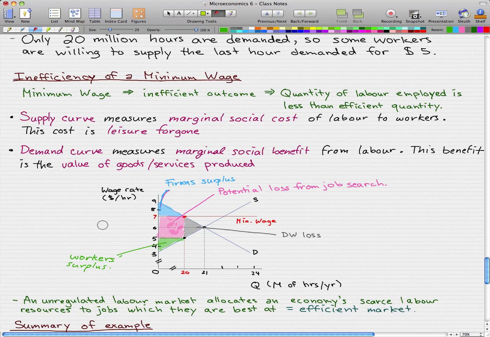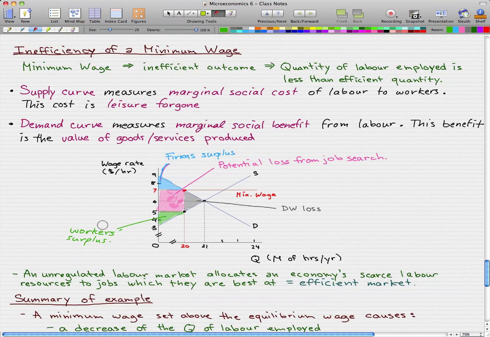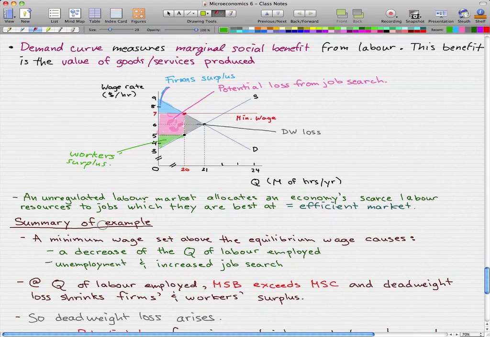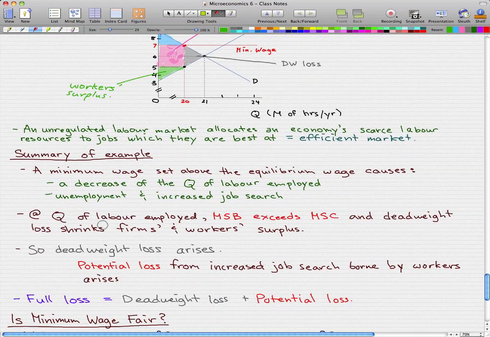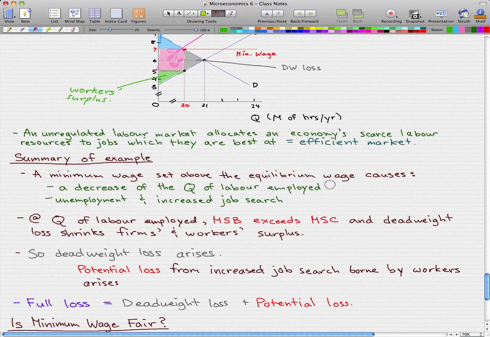Now, an unregulated labor market allocates an economy's scarce labor resources to jobs which they are best at, and this is how we gain an efficient market. So, the summary of the example: a minimum wage set above the equilibrium wage causes a decrease in the quantity of labor employed, unemployment, and increased job search. It also causes a deadweight loss to arise, and this causes a potential loss from increased job search born from the workers looking for jobs.